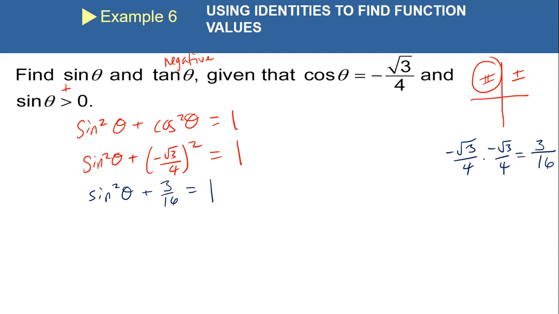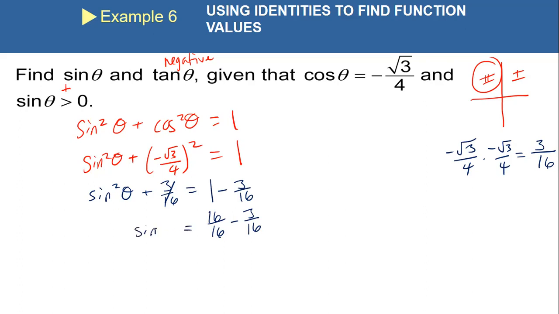What do I need to do to get sine by itself? Subtract. So I'm subtracting 3/16 from both sides. In order to subtract when you have a fraction, it must have what? A common denominator. So that would be 16 over 16 minus 3 over 16. 1 is magical. I can manipulate 1, right? It can take shape and be in different costumes.